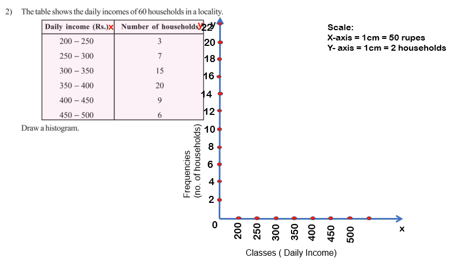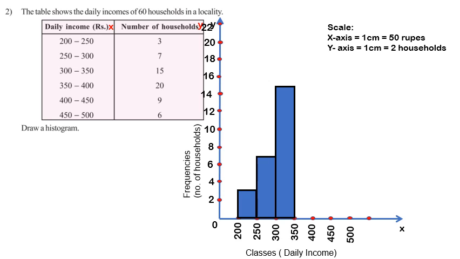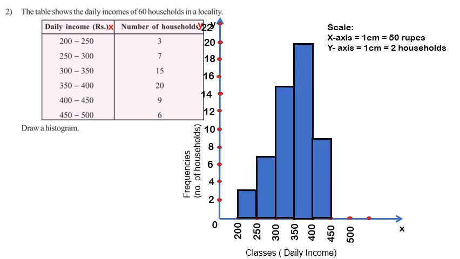In the first class, 200 to 250, the corresponding frequency is 3. Then first draw a rectangle of height 3 centimeters. Second is 250 to 300. Here the corresponding frequency is 7. Then draw another rectangle of height 7 centimeters. Then draw rectangles of height 15 centimeters, 20 centimeters, 9 centimeters and 6 centimeters. Okay, hope you understand this.